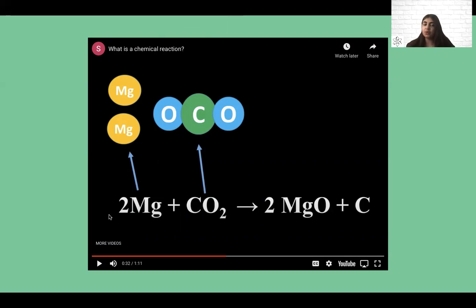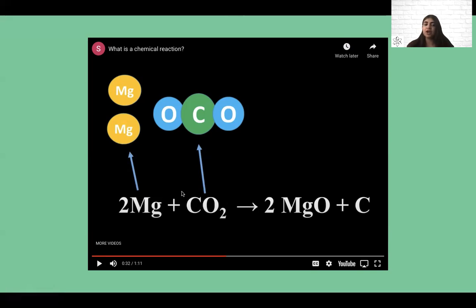Since we have a coefficient here as a 2 for magnesium and we don't have a subscript, that means that we have 2 single atoms of magnesium. There's 2 of them, but they're not connected. It's not Mg2. The magnesiums are independent of each other, and we just happen to have 2 of them.